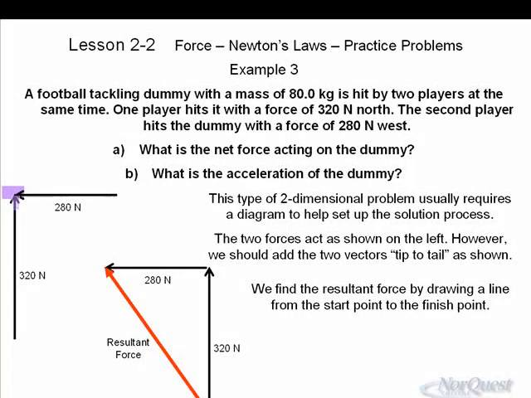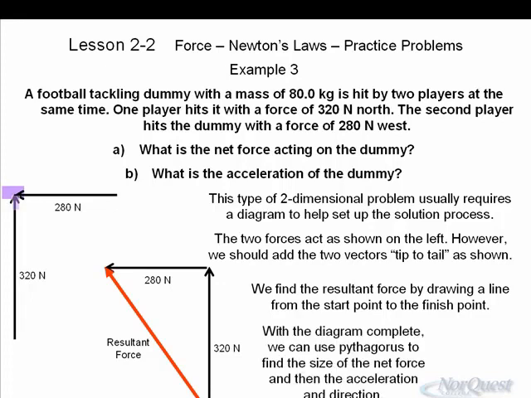This is called the resultant force, or another name for the resultant is the net force. Whatever that works out to be, using Pythagoras, with the diagram complete, you can use Pythagoras to find the size of the net force. And then, of course, if you know the net force and you know the mass, which you do know, then you can calculate the acceleration. Once you know the acceleration, then you can calculate perhaps the final velocity or the displacement. All kinds of factors can be found.